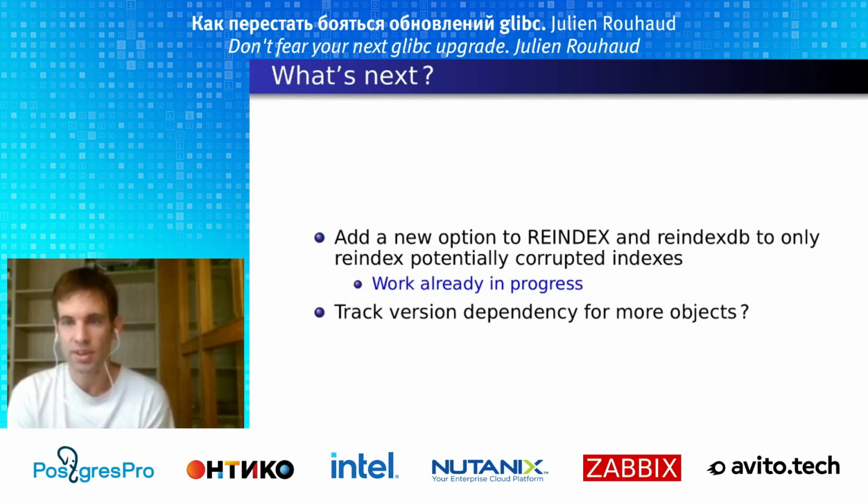So what can be done on top of this new infrastructure to improve the situation? One thing is a patch is already submitted to introduce a new option in REINDEX and reindexdb to only process indexes that may be corrupted due to an outdated collation. So this will ease the DBA work after an update because they will be able to simply run something like reindexdb --jobs with a lot of jobs and that filtering, and it will do everything automatically as fast as possible.